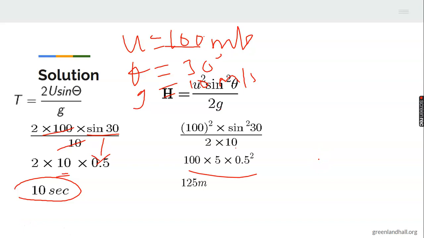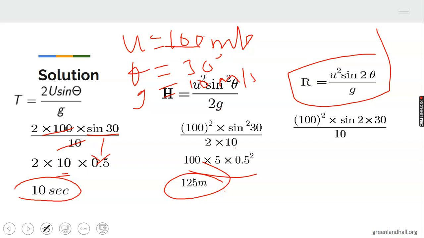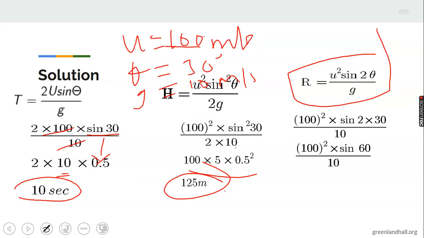Now, let's continue. That is our maximum height. Then, our range is this. R equals u squared sine 2 theta over g. Now, in the same way, 100 squared times sine 2 times 30 all over 10. 100 squared times sine 60. And what is sine 60? Sine 60 equals 0.866.